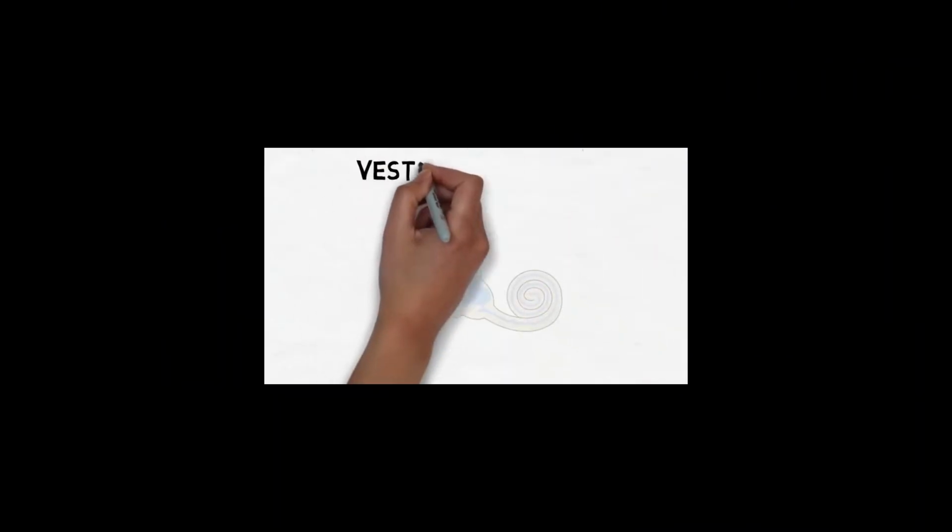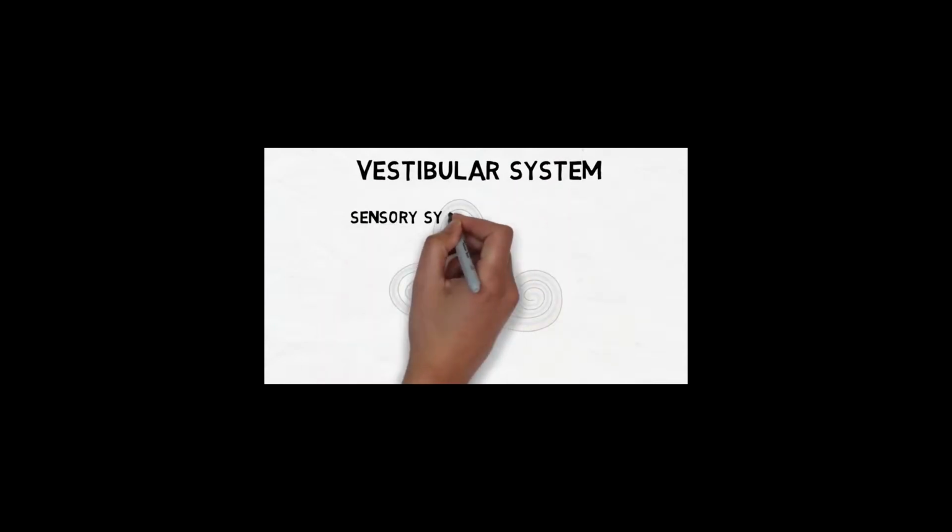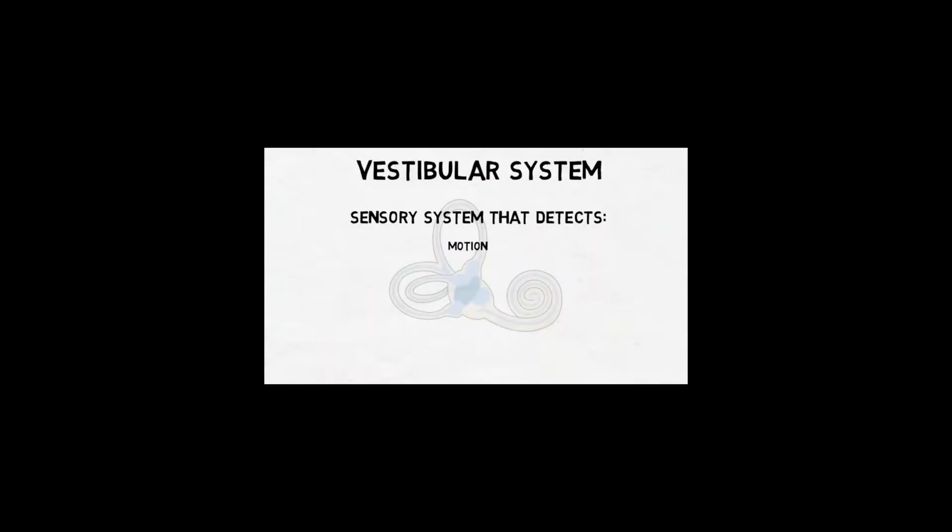The vestibular system is a sensory system responsible for providing our brain with information about motion, head position, and spatial orientation. It is also involved with motor functions that allow us to keep our balance, stabilize our head and body during movement, and maintain posture.